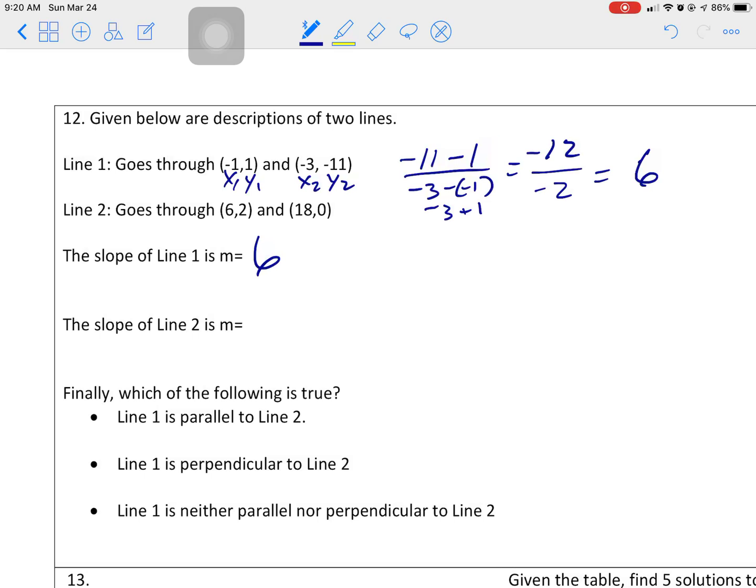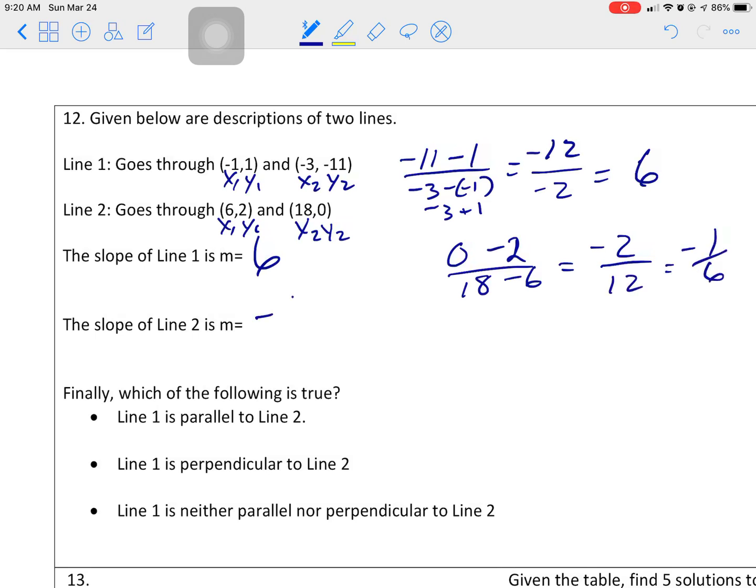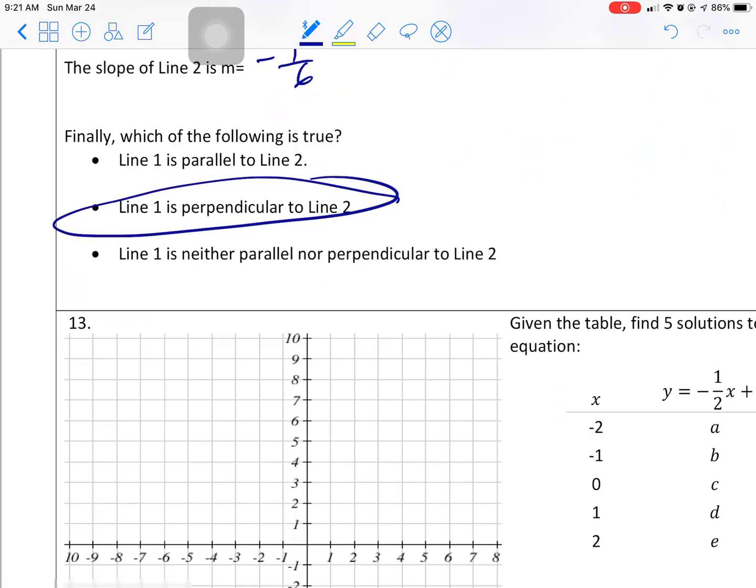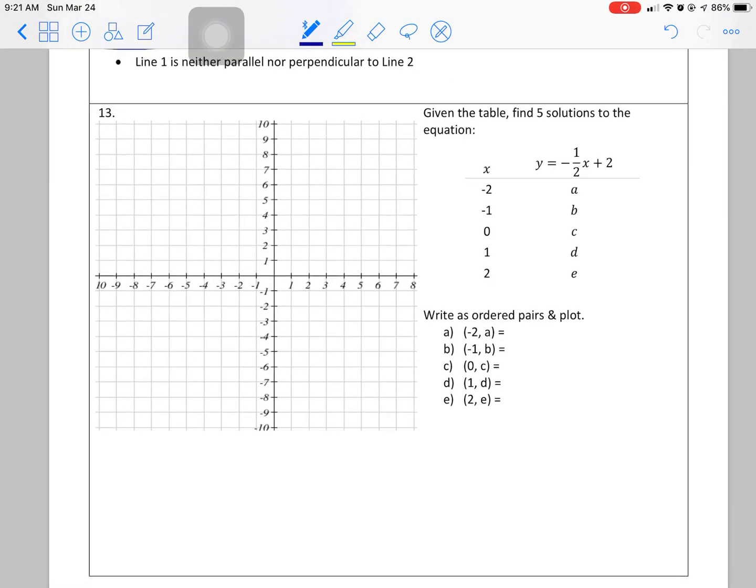The other one is 0 minus 2 over 18 minus 6, which gives negative 1/6. The following is true: they are perpendicular to each other because they are opposite signs. One's positive, one's negative, and they're reciprocal. Okay.